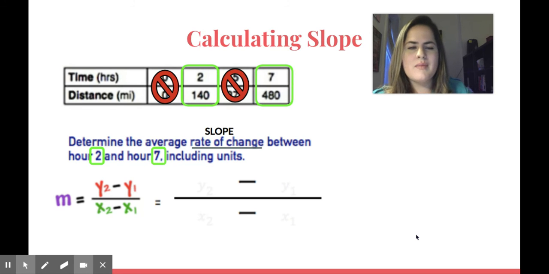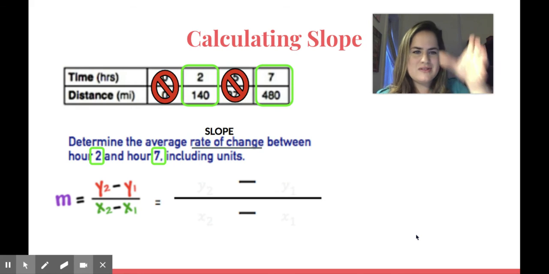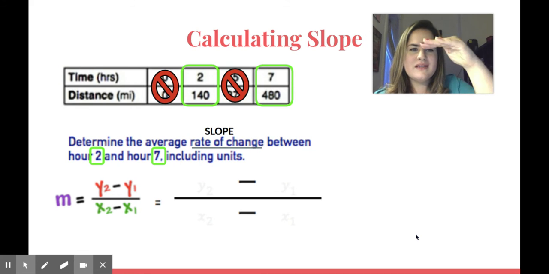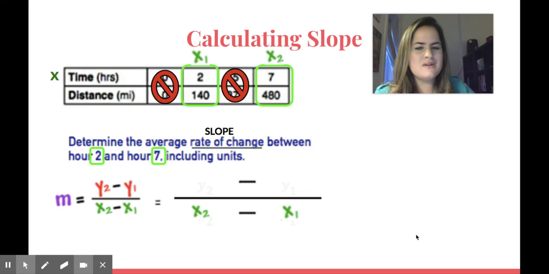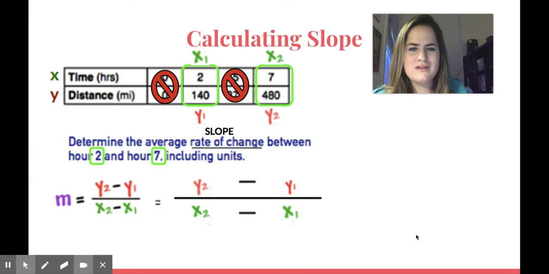Then I want to label my x1, x2, and so on. Now this table's on its side. I'm used to seeing them up and down, but the top of the table is going to be x. So there's 2 x values. There's 2 and 7, so I just pick one to be x1 and the other one to be x2. Now distance, the bottom of that table, are your y values. I have y1 and y2.